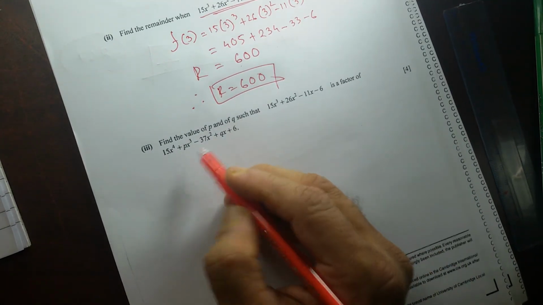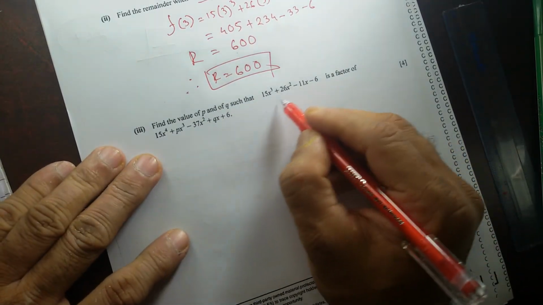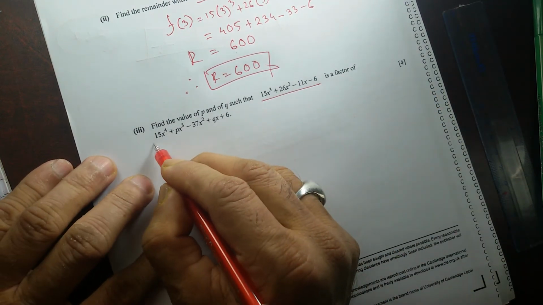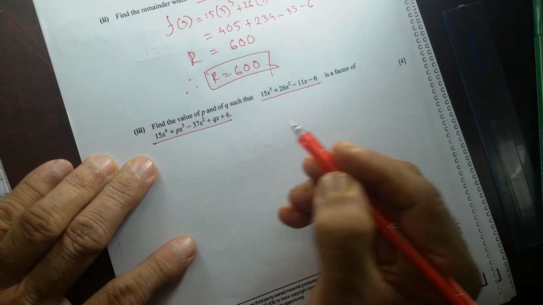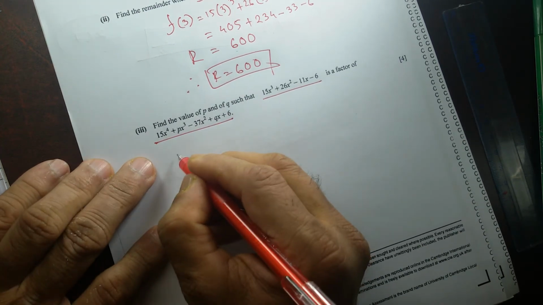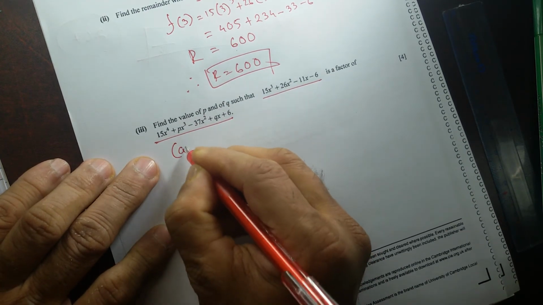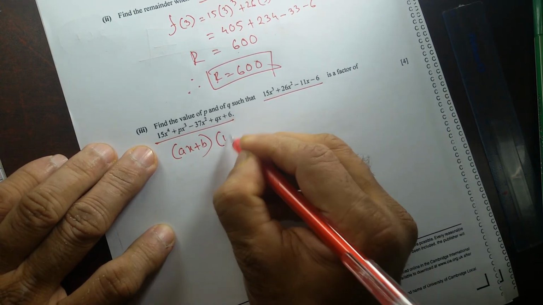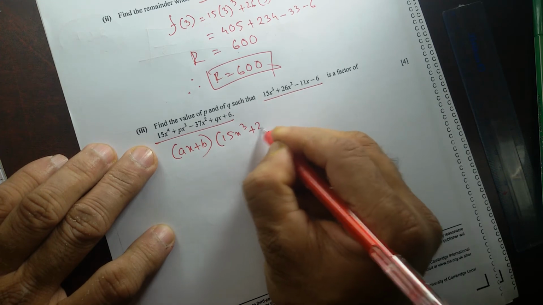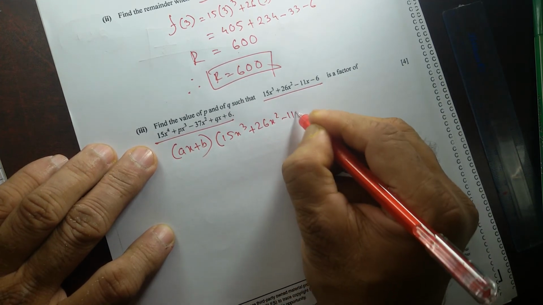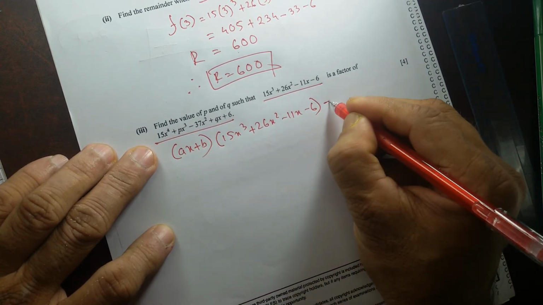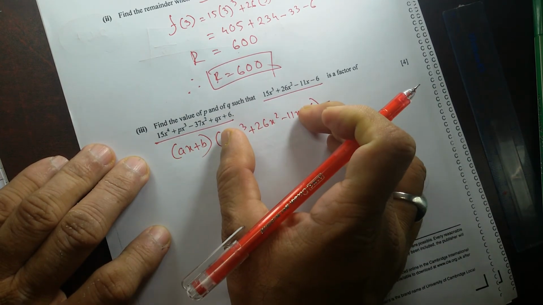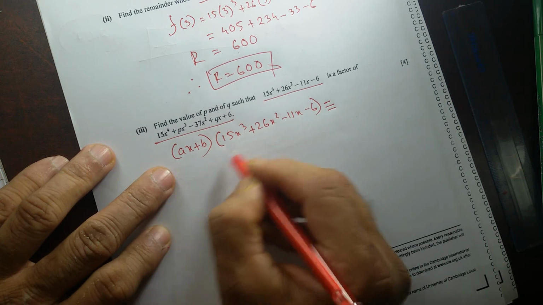Done. Okay. Find the values of p and q such that this cubic expression is a factor of this degree 4 expression. What that actually means is that we have some linear expression, ax plus b. I love to do it this way. It's pretty interesting. 15x cubed plus 26x squared minus 11x minus 6 multiplied by this linear expression is identical to this degree 4 expression.